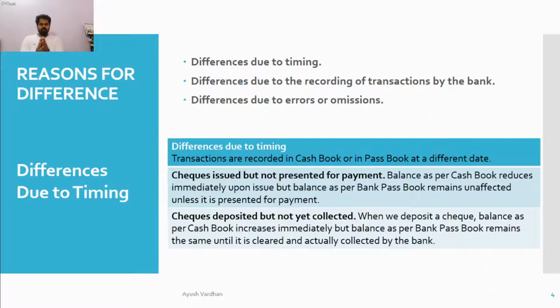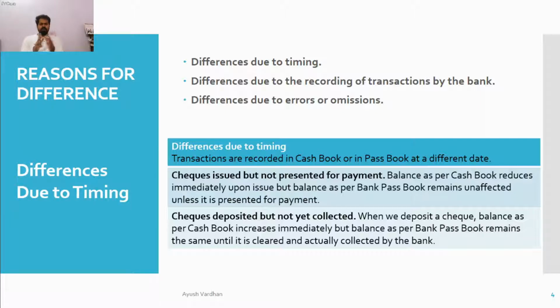So first we will start with the differences due to timing. Why do we get the differences due to timing, and what are these differences? How do we get these differences? Transactions are recorded in the cash book or passbook at a different date. There are two conditions. How does this happen? First is a check issued but not presented for payment.